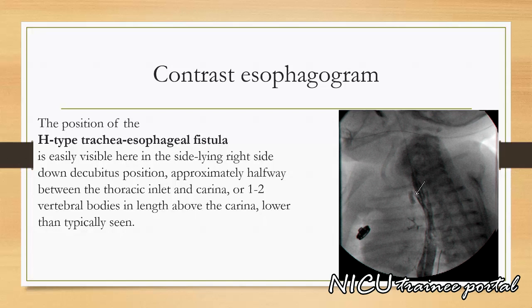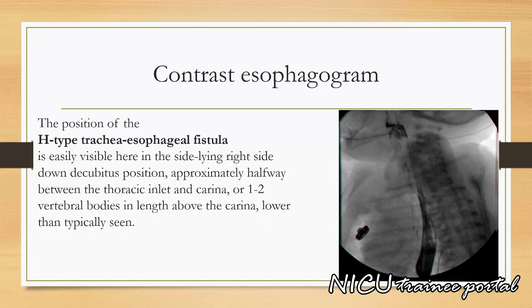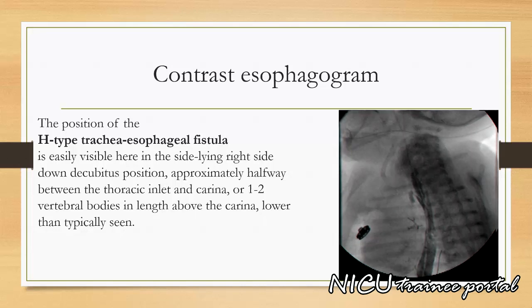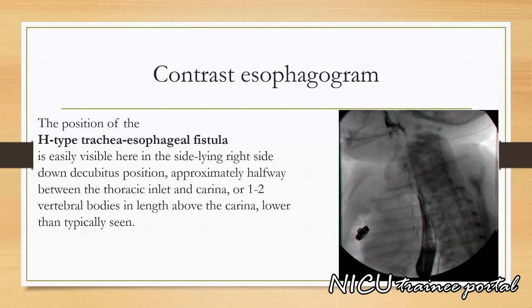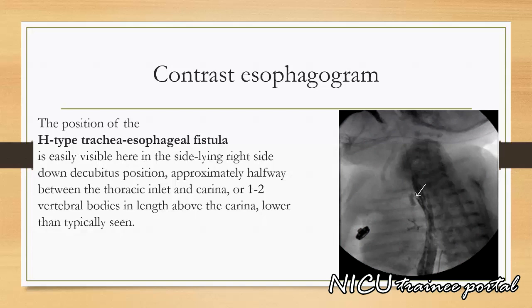After several swallows, a large amount of contrast was seen in the trachea, which appears to arise from below, suggestive of either massive gastroesophageal reflux or from an H-type tracheoesophageal fistula. Contrast is also seen in the more distal airways. The position of the H-type tracheoesophageal fistula is easily visible here in the side-lying, right-side-down decubitus position, approximately halfway between the thoracic inlet and carina, or 1 to 2 vertebral bodies in length above the carina, lower than typically seen. Throughout the study, the patient remained stable.